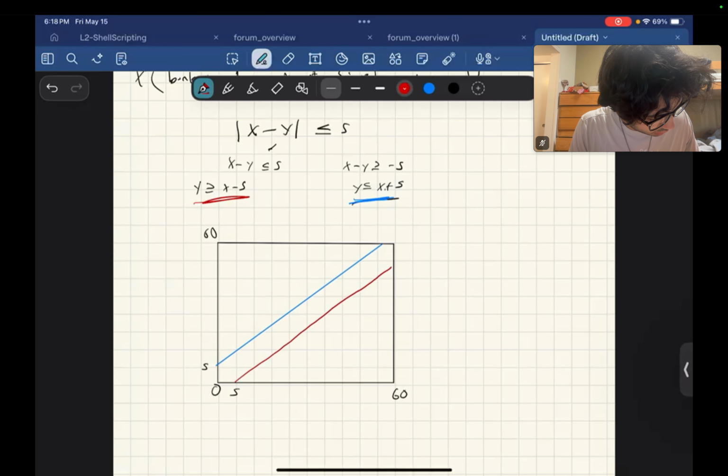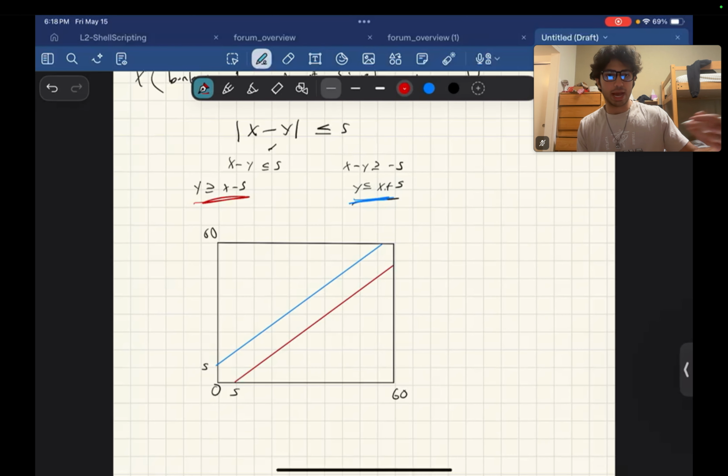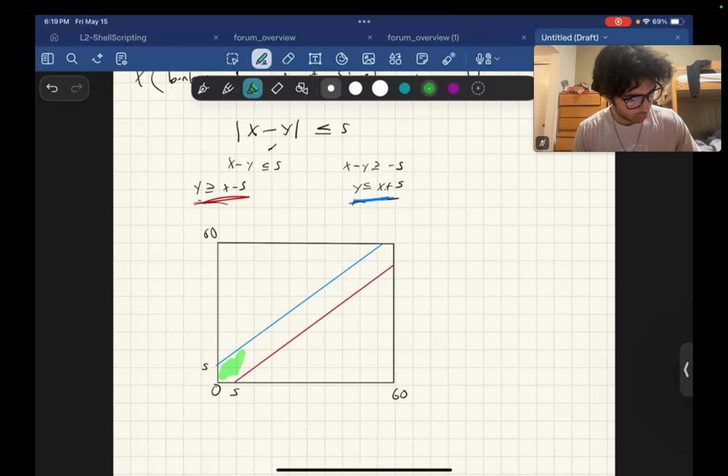to there. When you fill in the region, for the blue one it's everything below the blue line, and for the red one it's everything above the red line, so that means it's just this region basically. It'll be right here. So our answer is just this green region.